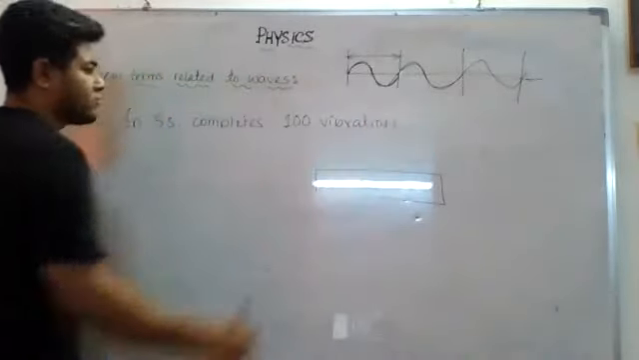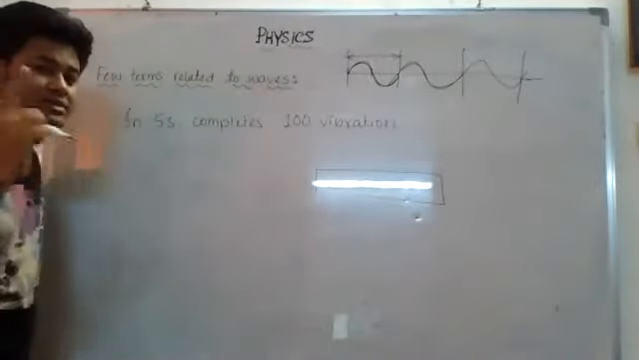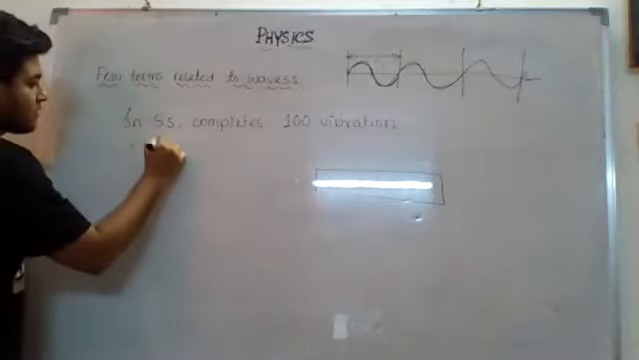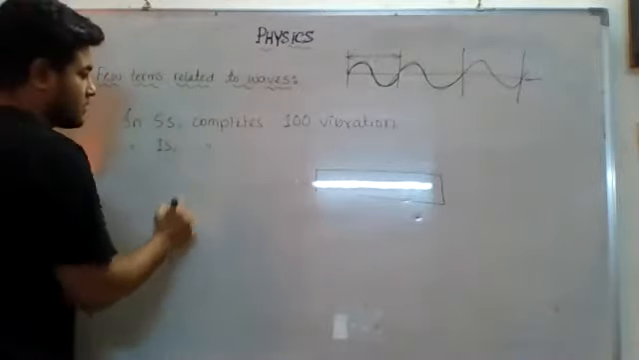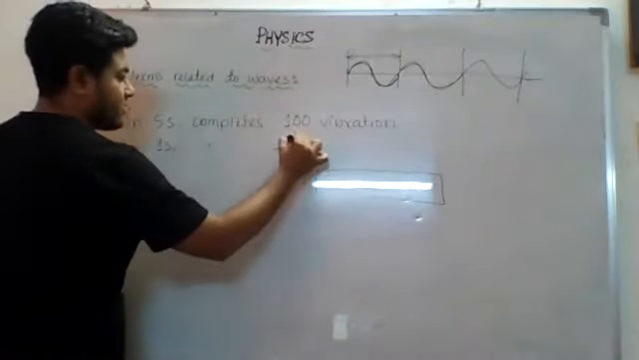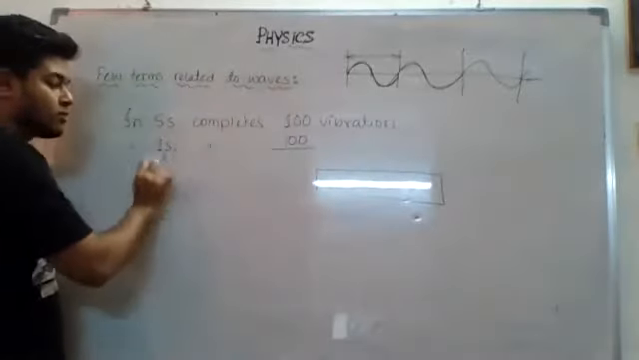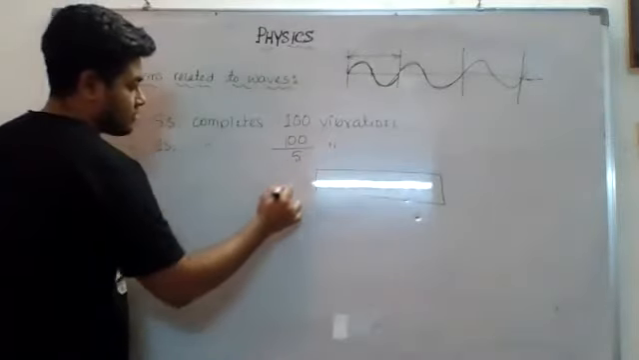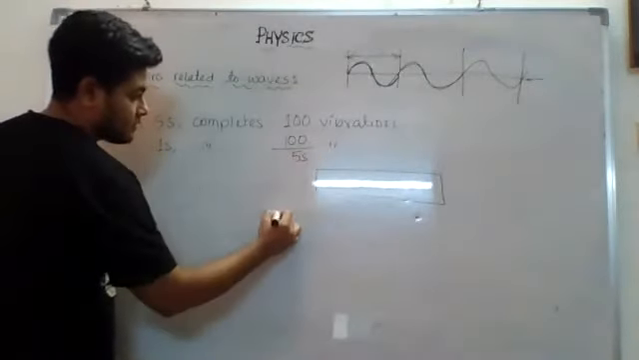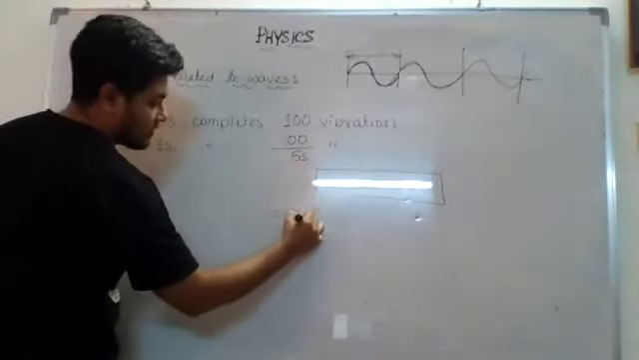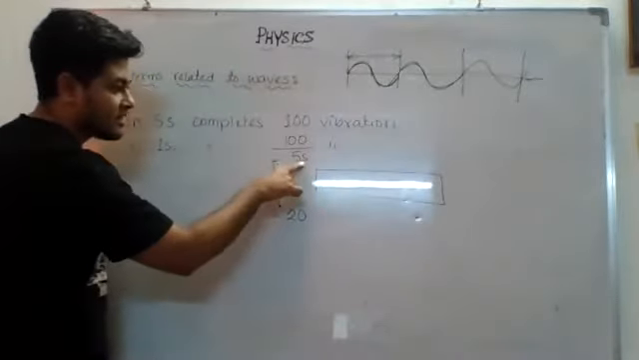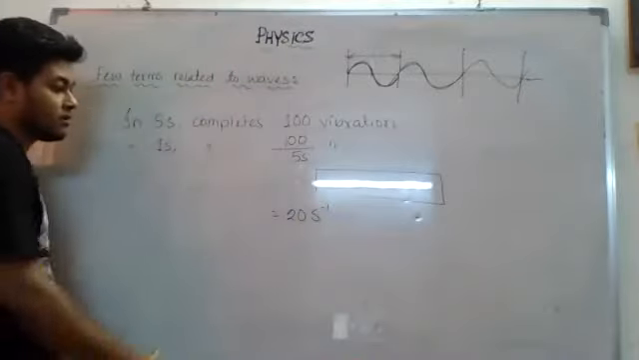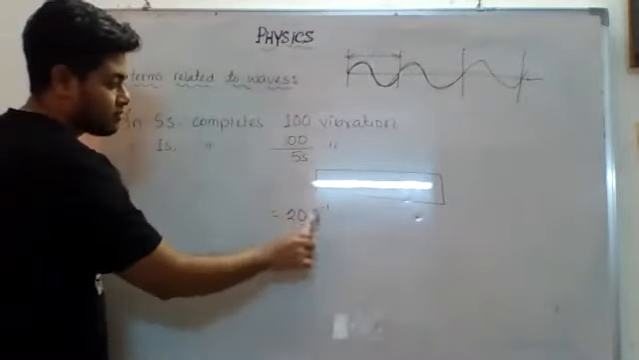Now to know the frequency, we have to know in 1 second how many vibrations will complete. So it will definitely be divided. In 5 seconds it completes that many, so in 1 second it will be less, that is why I will divide. So vibrations, and here the second, 100 divided by 5 gives us 20, right? And the second is in the denominator here, so this becomes per second. Or I can say 20 vibrations per second.